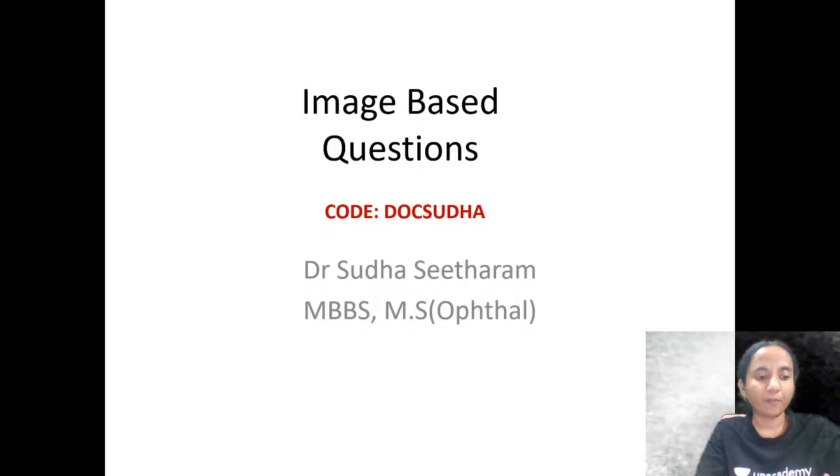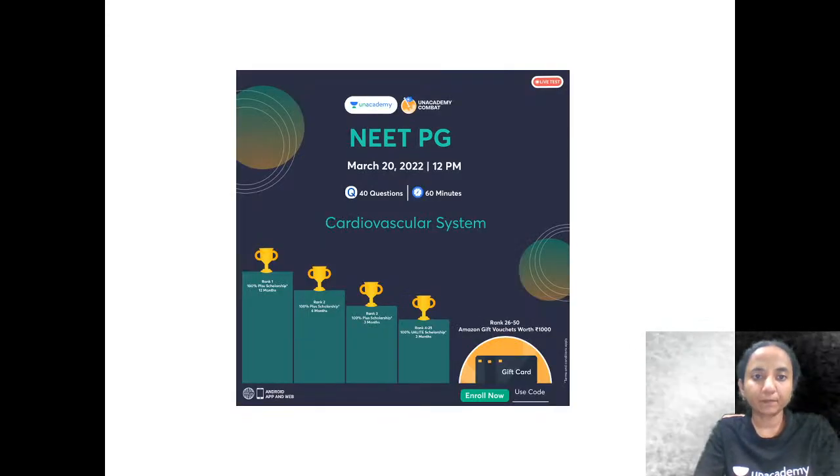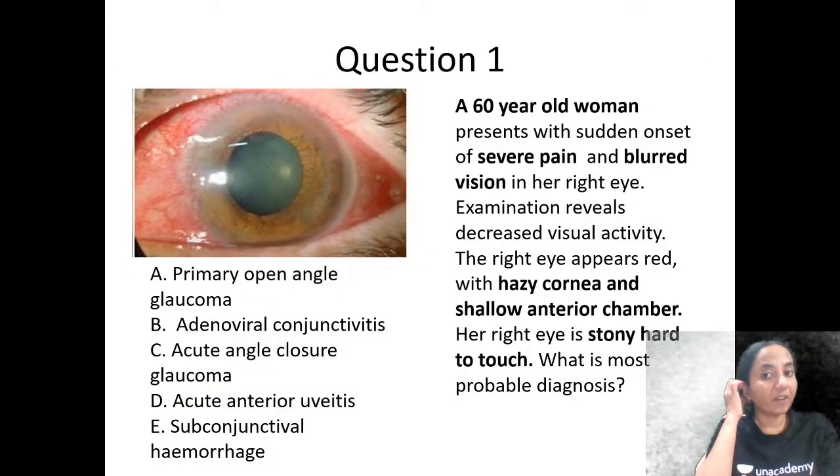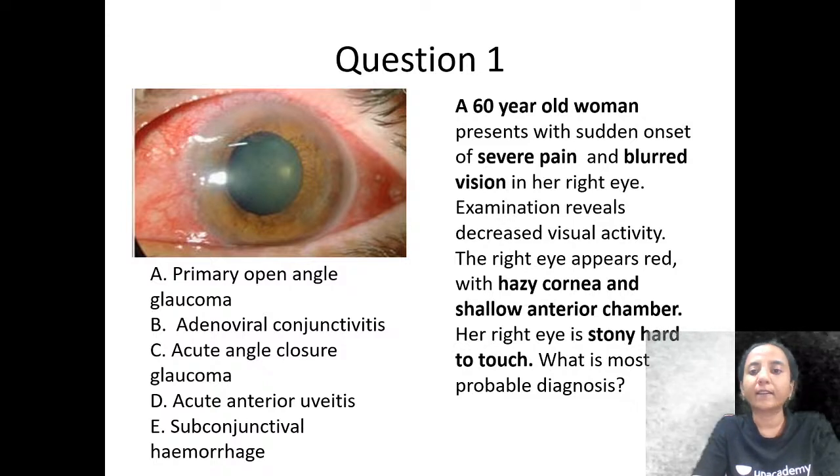See, this is the first question. A 60-year-old woman presents with sudden onset of severe pain and blurred vision in her right eye. The examination reveals that she has decreased visual acuity. The eye is red, the cornea is hazy, and the anterior chamber is shallow. The eye is stony hard to touch. And this is the image that has been given to us. So now, what is the diagnosis?